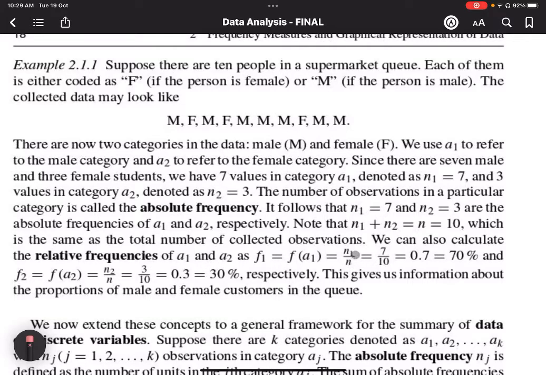So ano ibig sabihin nito? Si N1, since N1 si 7, at si N yung total number of ating observation, no? Then we will have 7 over 10 which is 70%. Ibig sabihin, 70% ng ating observation ay male and 30%, no, ng ating observation ay female. So, this is what we call the relative frequencies. Okay? So, we just compute for the ratio of the different categories that we have created. Okay? And in that way, we can get the relative frequency.